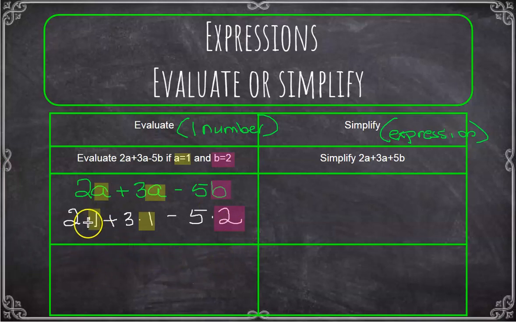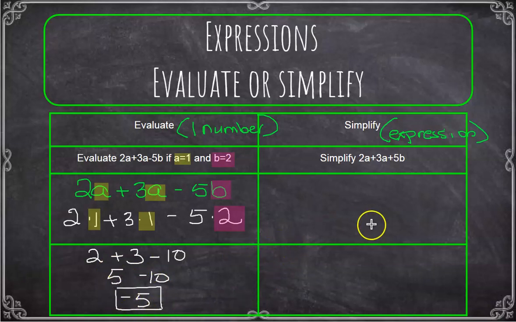I'm going to go ahead and do all of my multiplication, because I can do all of my multiplication at one time. 2 times 1, 3 times 1, and minus 5 times 2 is 10. And then I've got addition and subtraction left, so 5 minus 10 is negative 5. We haven't done much with integers, but again, that's something you should be familiar with. Okay, so that's evaluate. Evaluate means replace the variables with the numbers that they give you, and you will end up with one number, one constant at the end.